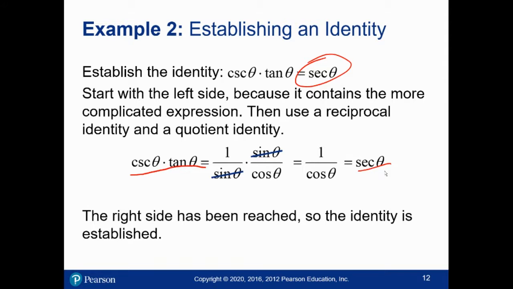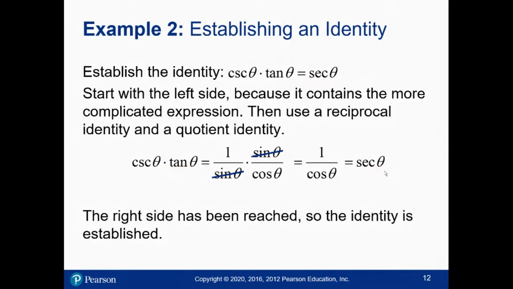And once you have transformed one side into the other, you know that you are done establishing an identity. There's no ambiguity about when you're actually done.